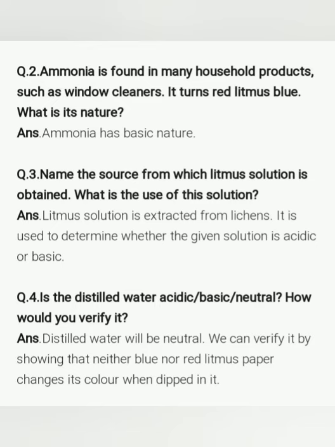What is the second question? The second question is that ammonia is found in many household products such as window cleaners. It turns red litmus blue. So what is its nature? The answer is that ammonia has a basic nature.